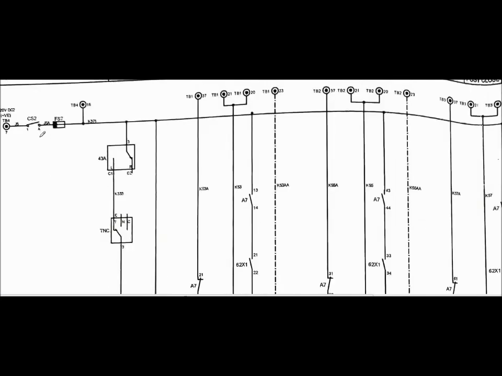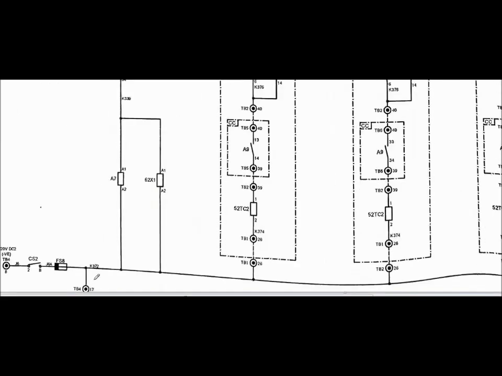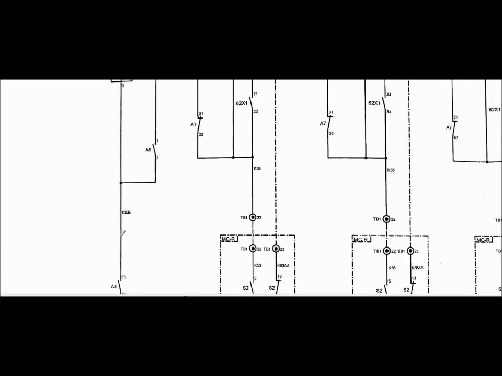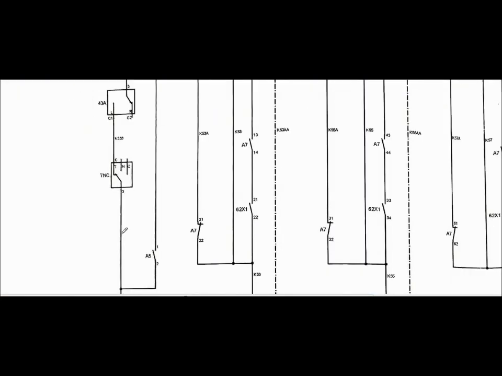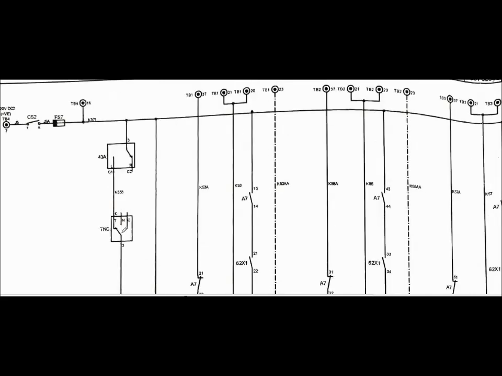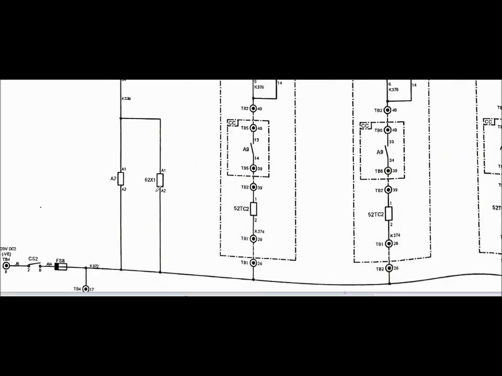Now if I switch on this MCB, the DC will come to this bus. That is, the positive bus is K371 and the negative bus is K372. Now, what auxiliary contacts or auxiliary coils have been given? A7 and 62X1 are the auxiliary coils or auxiliary relays for the trip circuit. Whenever these two coils energize, the circuit breaker will be tripped.